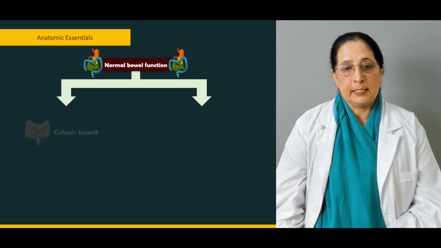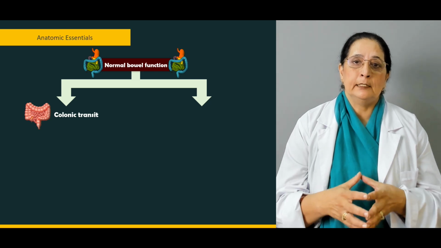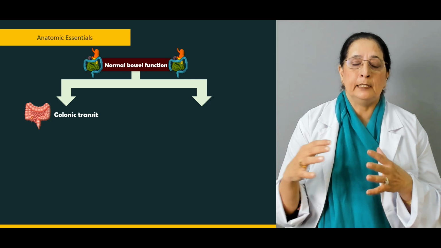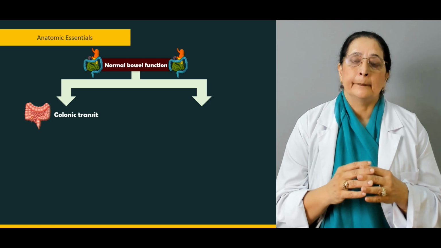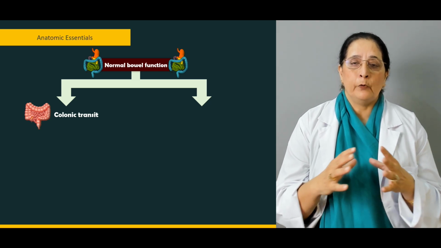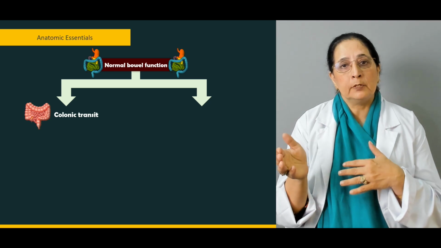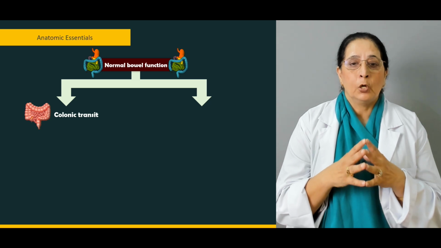The first is the colonic transit. In the gastrointestinal tract we have the small intestine and then the large intestine. The large intestine is the colon, and we have 4 parts of the colon. We have the ascending colon, transverse colon, descending colon, and then we have the sigmoid colon.